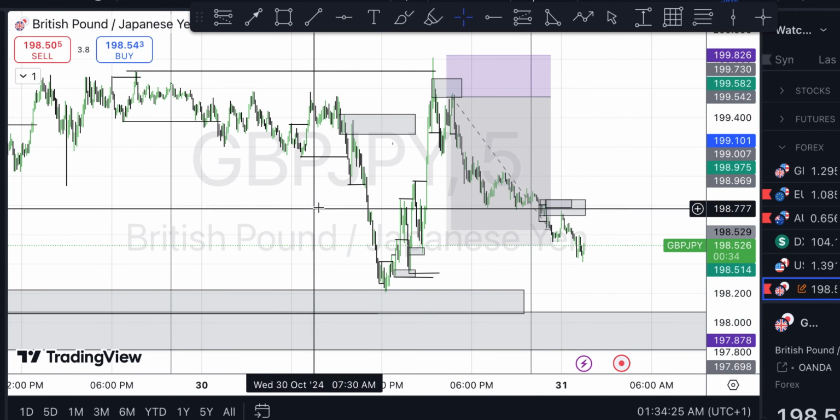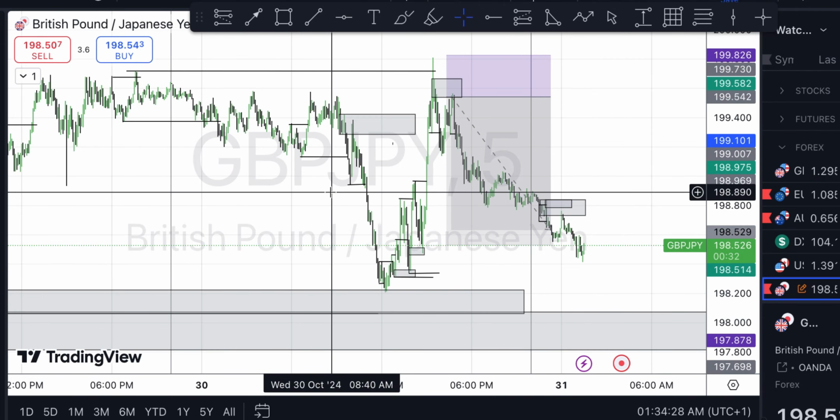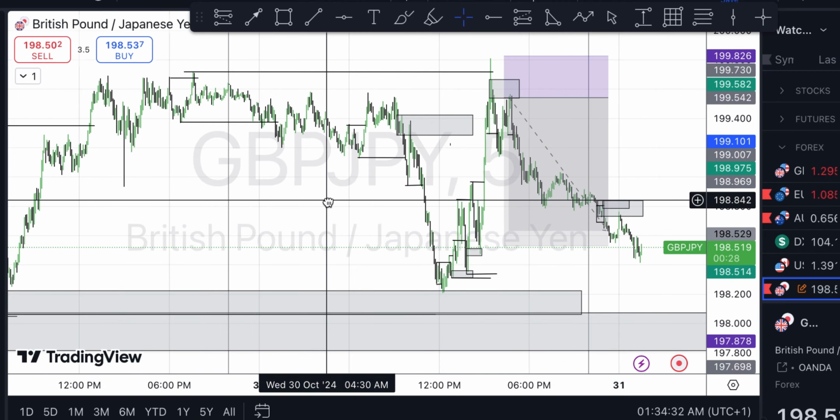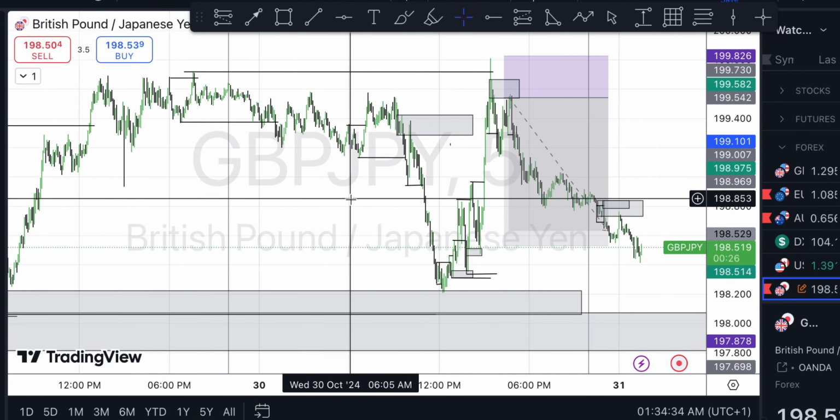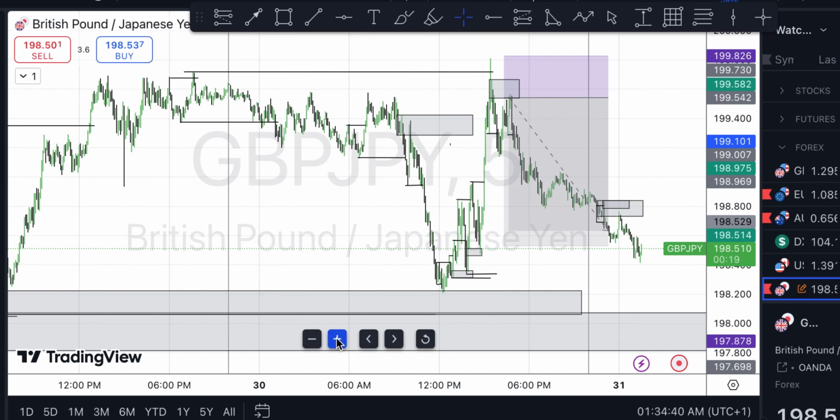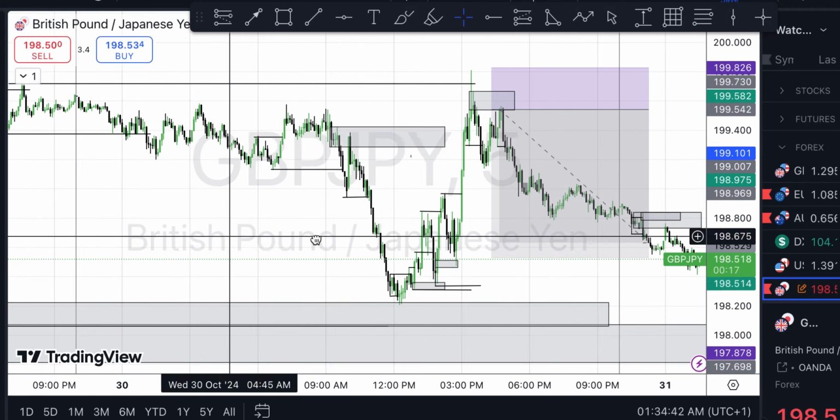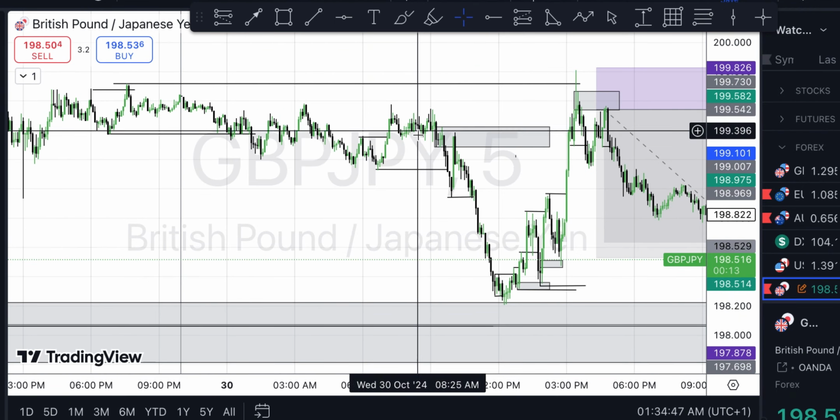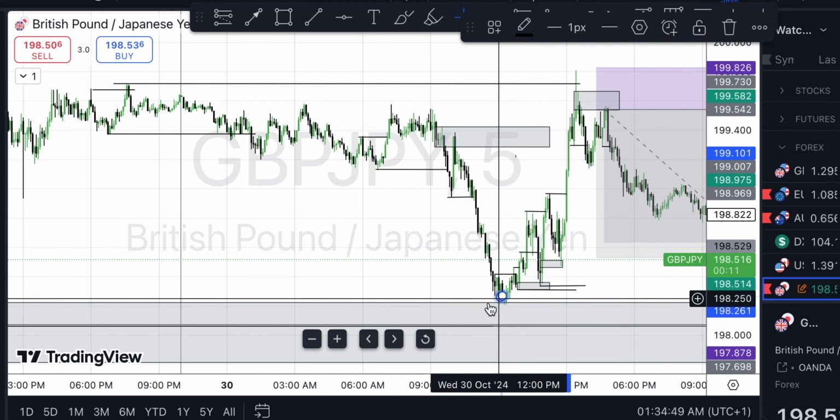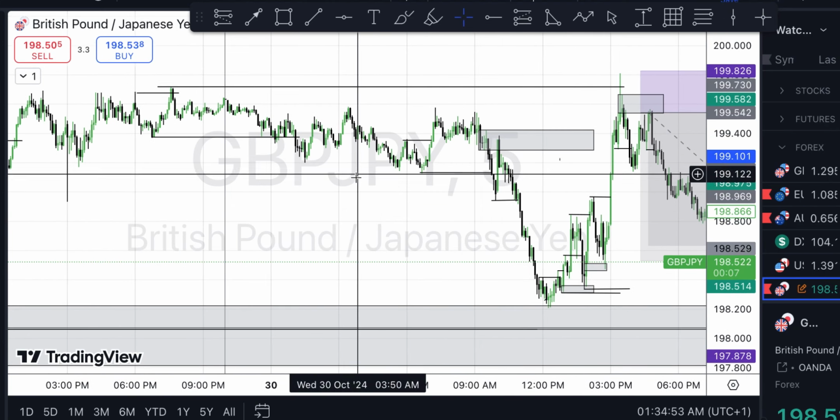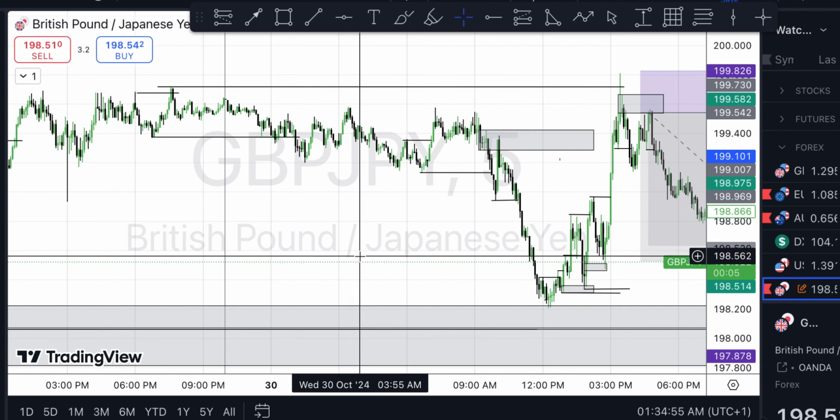Here, I posted this setup on my free Telegram channel, and a lot of people made money from this single trade, because I posted it there for free. Let me explain what made me get involved in this trade, because I know that price will surely come down and mitigate this order block. So what I will do is wait for a confirmation before I enter this trade.